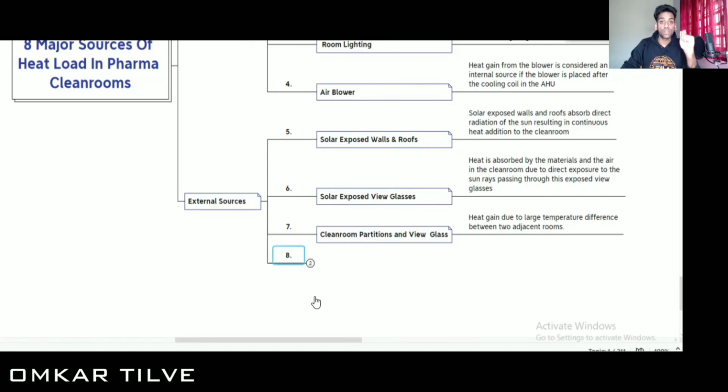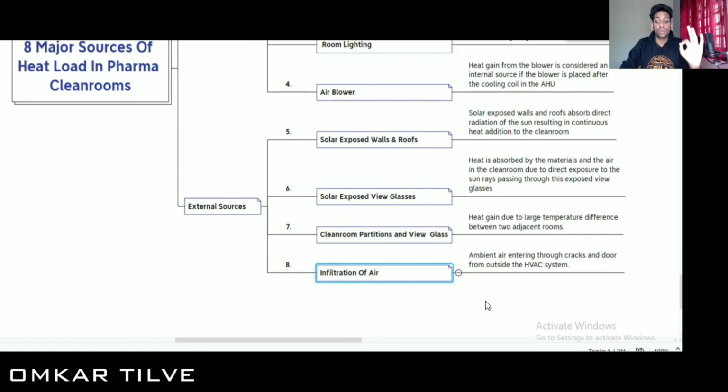Now let us see the fourth external source, which is the infiltration of air. This is the ambient air entering through cracks and doors from outside the HVAC system. Due to the operations of the doors or some leakages in the wall panels, the atmospheric air will enter into the clean room, which will be at atmospheric temperature and will raise the temperature of the concerned room. Therefore, one needs to take care of the amount of air that will enter, and the heat addition due to this air should be taken care of also. So these were the 8 major sources of heat load in a pharma clean room.